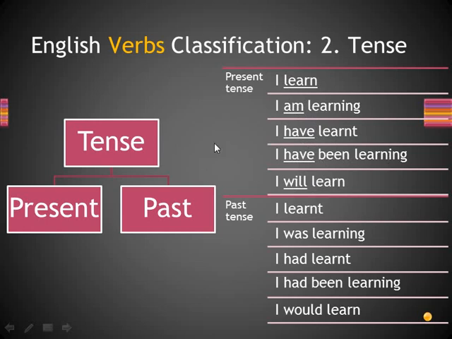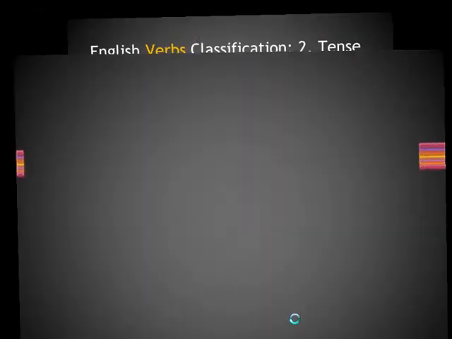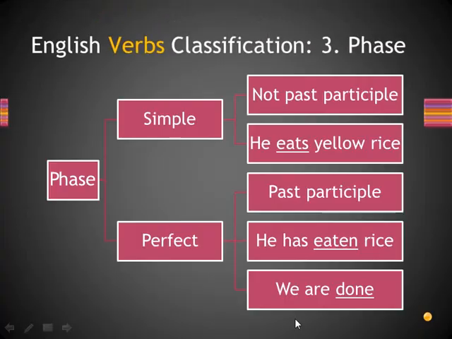But actually the tenses can be divided into two. Jadi tenses ini hanya dibagi menjadi dua saja. Seperti juga past tense, ini ada simple past tense, past continuous, dan sebagainya. Okay, so when we analyze tense, kalau kita analisa tense, we have to look at the verb, and we know whether it is present tense or past tense. Okay, now we analyze the next one. Number 3, phase. Phase is divided into simple and perfect. What is simple phase? Simple phase is the verb which is not past participle. Past participle means verb 3.